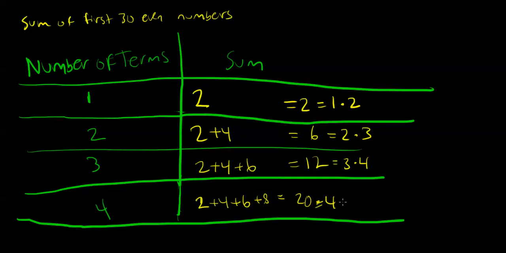So we can see that each sum is the product of the number of terms and the number of terms plus 1. So based on that, we can conclude that the sum of the first 30 even numbers is going to be 30, which is the number of terms, times the number of terms plus 1, so 31, which equals 930.